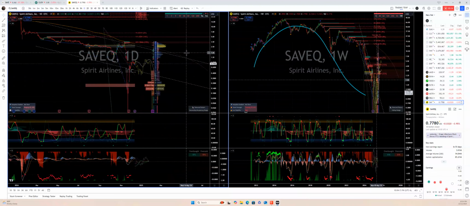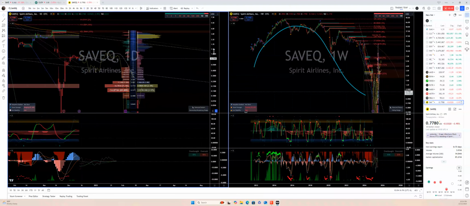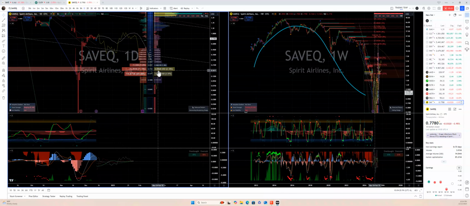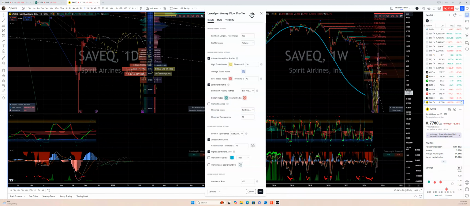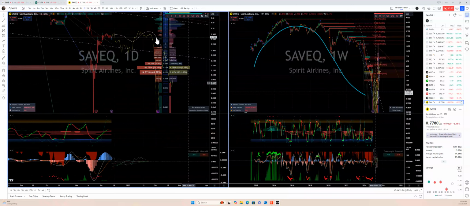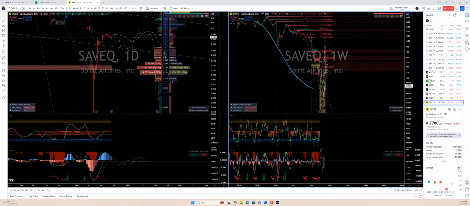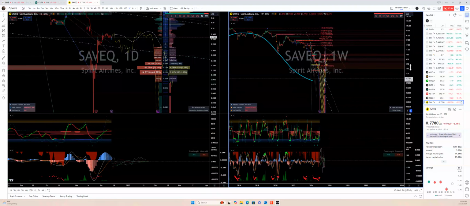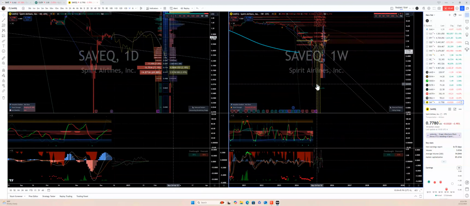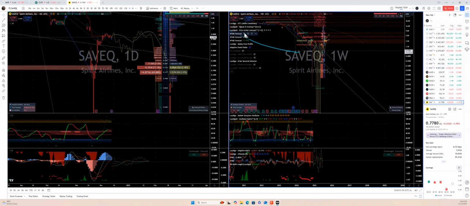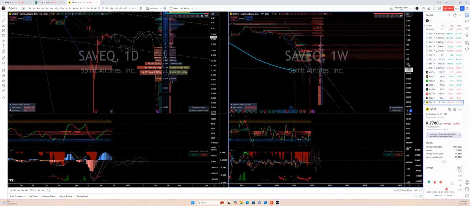Let's take a look at the, this is technically a volume profile, but they call it a money flow profile. So it's got money flow and volume combined together to give it more due diligence. You also have it over here, but it's being completely cluttered up by, I can shut that off probably. There you go. All right, get that out of the way.